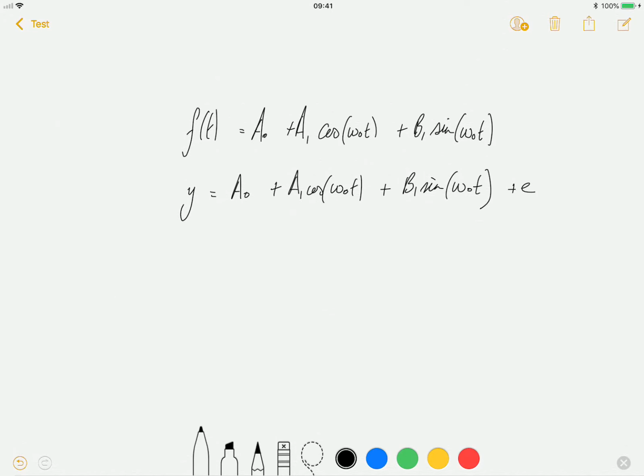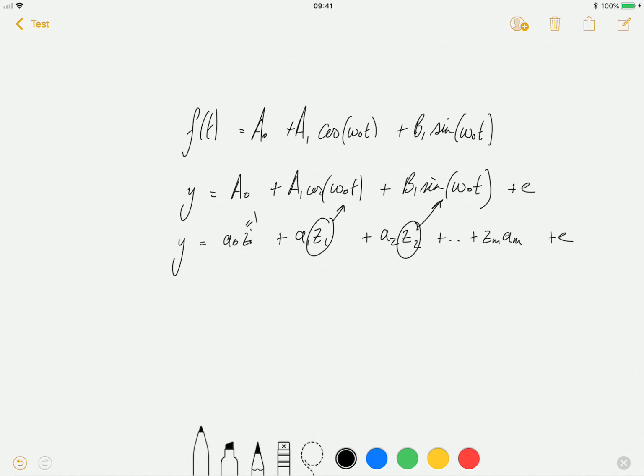term. You've seen this before in terms of polynomials, that is y equals a0 z0 plus a1 z1 plus a2 z2 all the way to am zm plus the error term. But here z1 is cos omega t, z2 is the sine function, and z0 in this instance is equal to 1.